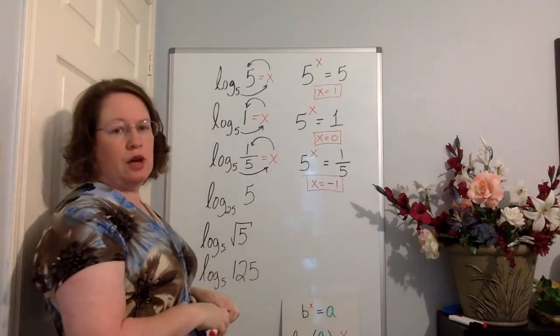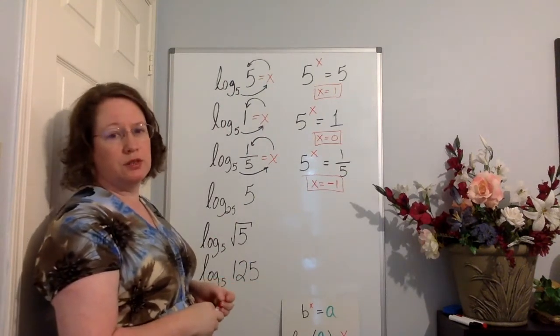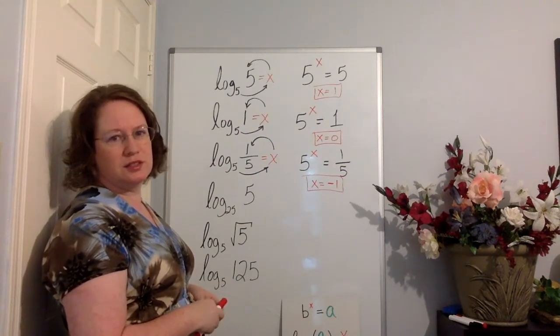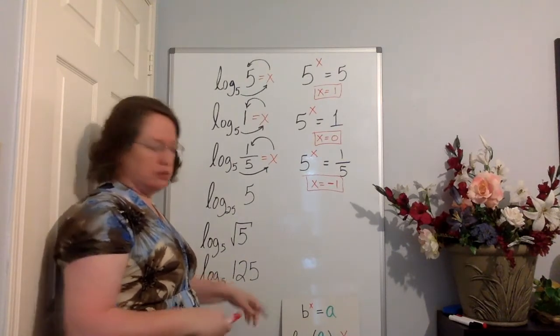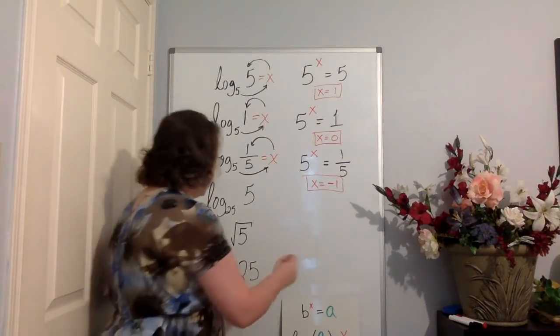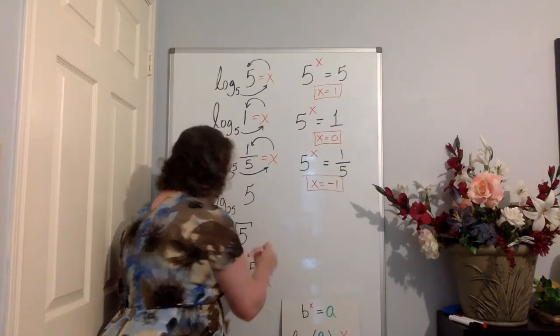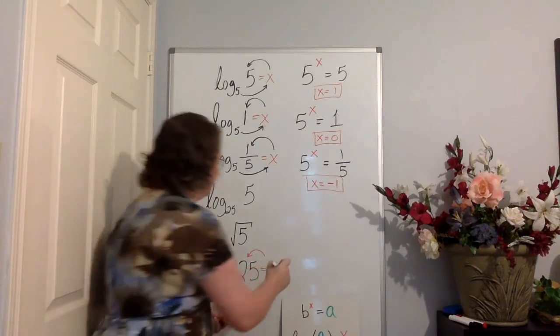Okay, so now we have two that are very, very similar. You may think they look completely different. We're going to skip down to the last one, and then we'll do the middle two because it's easier, right? So 5 to what power gives me 125? So remember, we're going to pretend we got to put the x. We go counterclockwise, right? 5 to what power is 125?